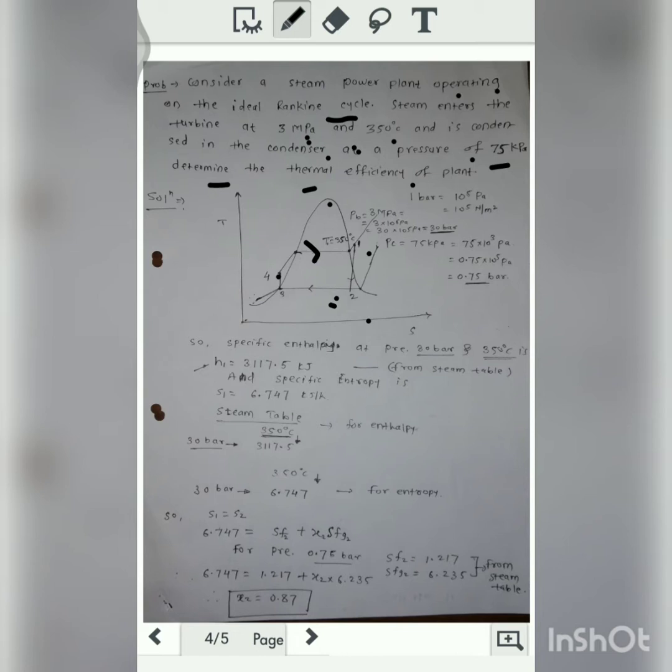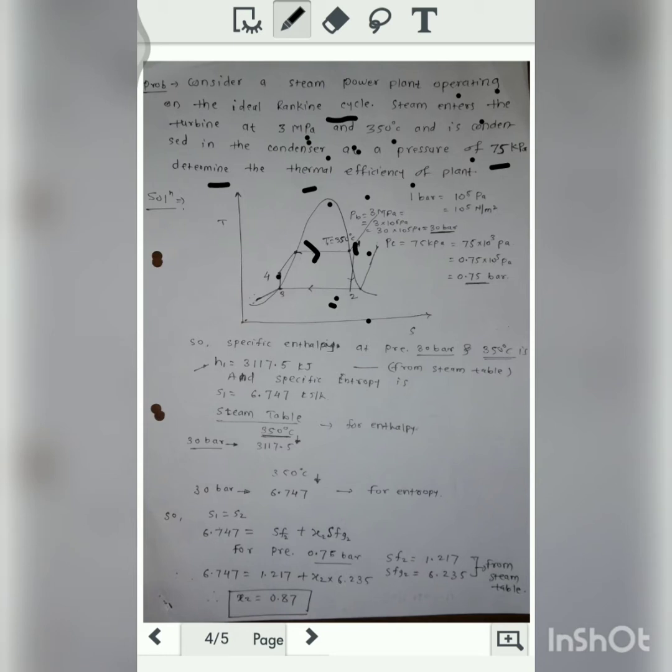Now we are going to write down first of all the given data, and after that we are going to find the unknown quantities of our problem. In the given data, the steam enters the turbine at 3 megapascal. The entry point is point number 1. So here I am writing PB, the boiler pressure, because the steam coming out of the boiler is the entry for the turbine. That's why PB equals 3 megapascal.